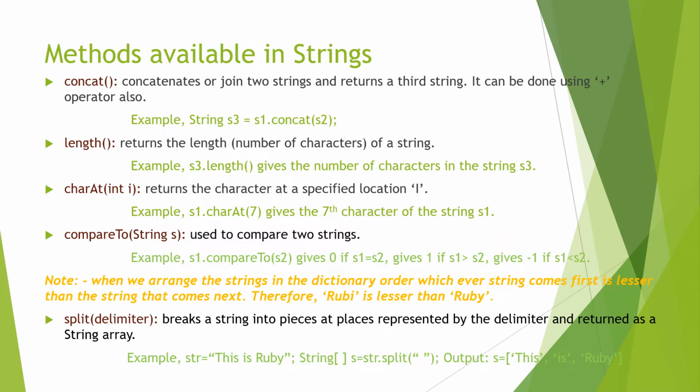Next we come to split(delimiter), which breaks a string into pieces at places represented by the delimiter and returns them as a string array. The delimiter can be a space or a comma, anything. For example, we take a string str = "This is Ruby", and we assign it to a String type array, s = str.split(" "), with the delimiter as a space. So the output will be s = {"This", "is", "Ruby"}.